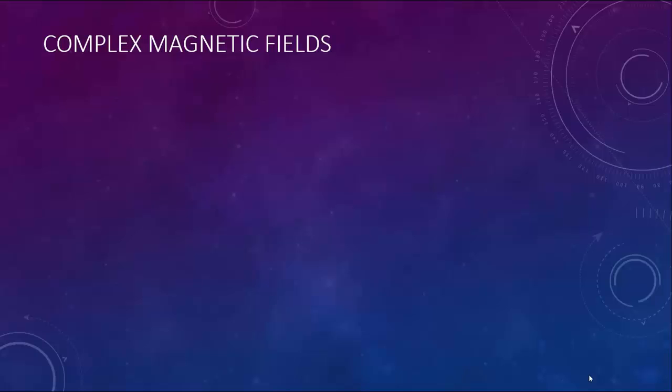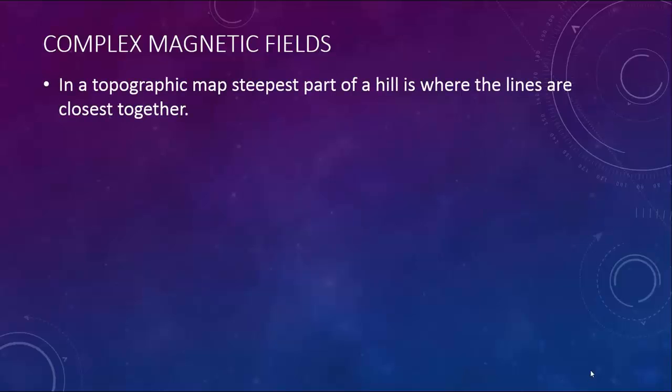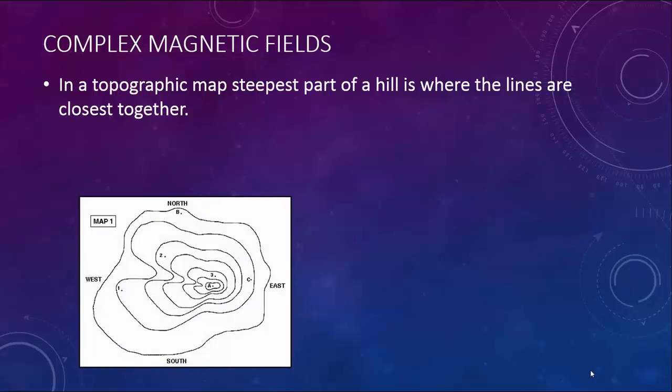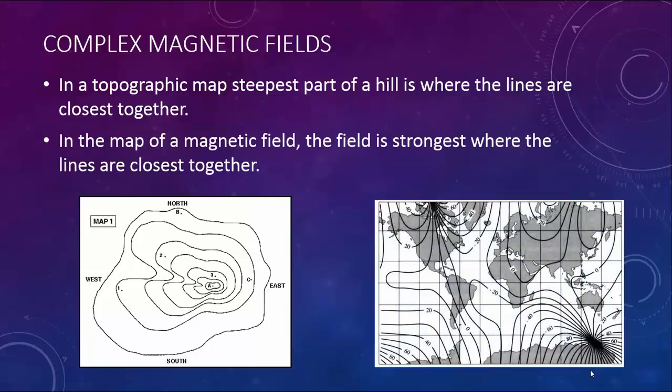We can get much more complex magnetic fields than those surrounding bar magnets. For instance, the Earth has a magnetic field, and it is not as simple as the ones we just saw. Think back to Earth science. You learned about topographic maps. In a topographic map, the steepest part of a hill is where the lines are closest together. In this example, it would be the south side of the hill. In the map of a magnetic field, the field is strongest where the lines are closest together. In this map of the Earth's magnetic field, you can see the lines all converge up in Canada and down near Antarctica. Those 2 points are the north and south magnetic poles of the Earth, and that's where the magnetic field of the Earth is the strongest.